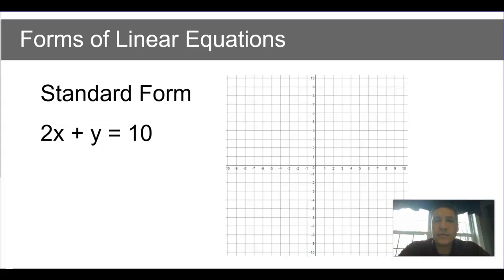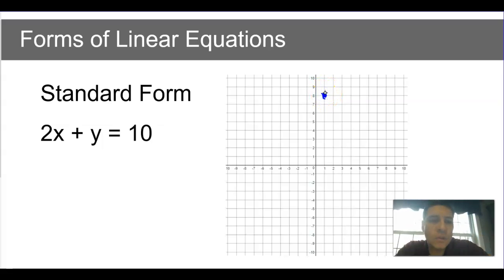So this is an example of an equation in standard form: 2x plus y is equal to 10. I want to try to find solutions for this equation. So I think if x is 1, 2 times 1 plus what will give me 10? Well, if x is 1, then y would have to be 8. And so I'm going to plot that on my coordinate plane here.